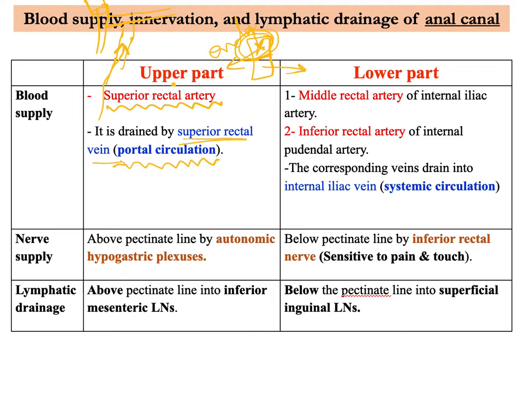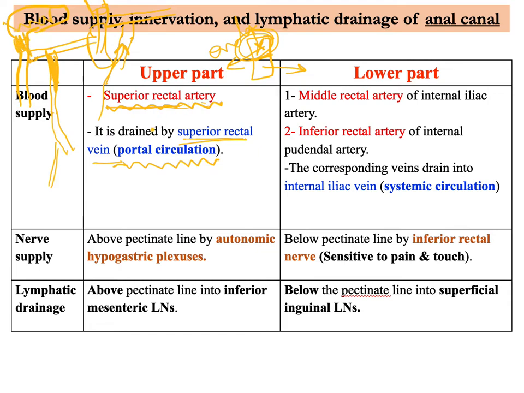Again, let me repeat it. The blood supply, superior rectal artery, and venous drainage, superior rectal vein. The superior rectal vein drains the blood into the inferior mesenteric vein. The inferior mesenteric vein also drains the blood from the rectum and sigmoid, and it goes up and drains into the splenic vein. You know, there's a spleen and splenic vein. Now, the splenic vein joins the superior mesenteric vein. Not inferior, no. Superior mesenteric, behind the neck of the pancreas, and forms the portal vein. The portal vein now drains into the liver. That means this is the portal circulation.